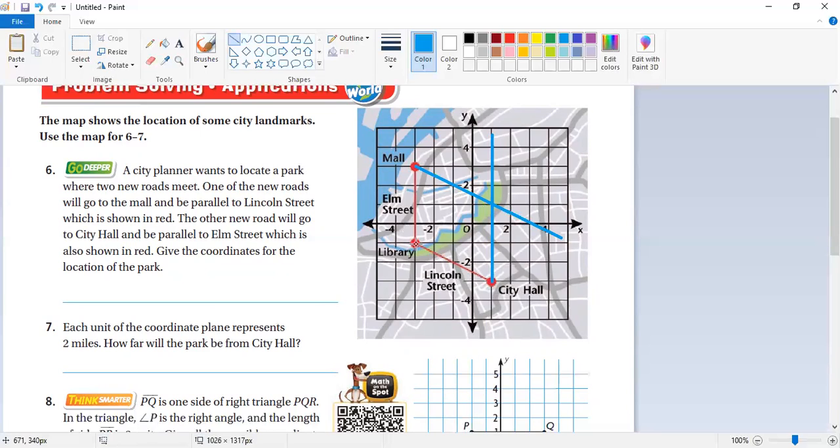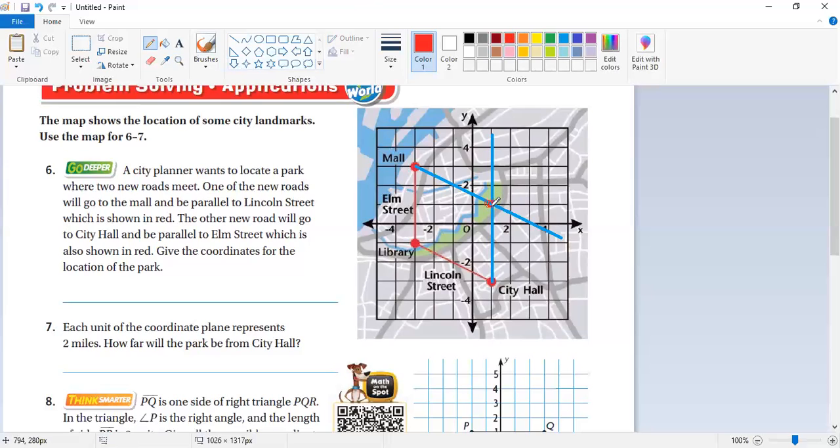All we are going to do is, from this point to this point, we are going to count. So it's going to be 1, 2, down. We came down 2. And then 1, 2, 3, 4 to the right. So 2 down and 4 to the right. Same you will follow here. From the mall, you will go 2 down and 4 to the right. So this point is going to be where the new park is going to be. Okay, so let's draw that point here.